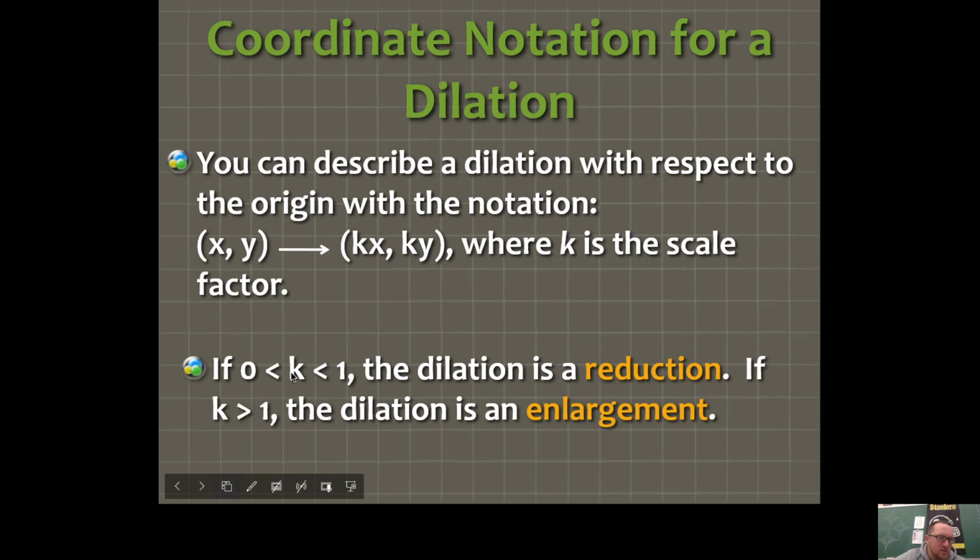Now, when K is bigger than 0 and less than 1, the dilation you're using is going to be a reduction. Because if you multiply something by a number less than 1, you're going to shrink it. If you multiply something by a number bigger than 1, you're going to enlarge it. So if your K is between 0 and 1, you're reducing. If K is bigger than 1, you're enlarging.